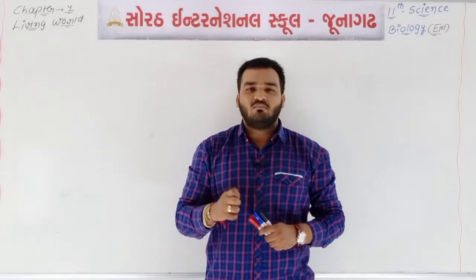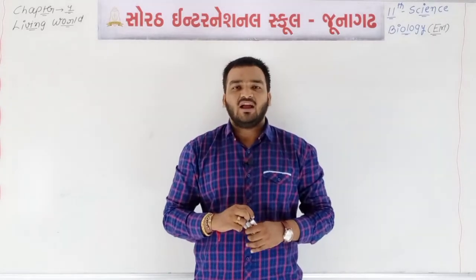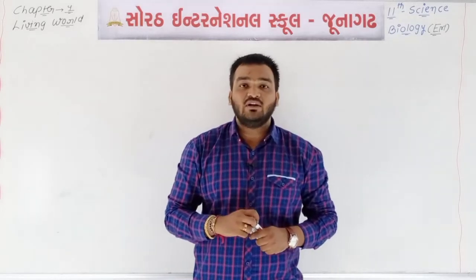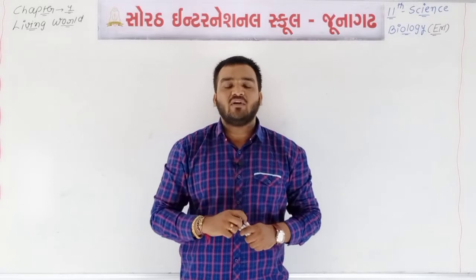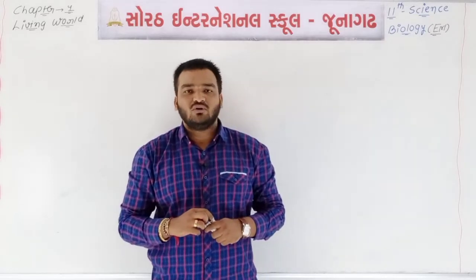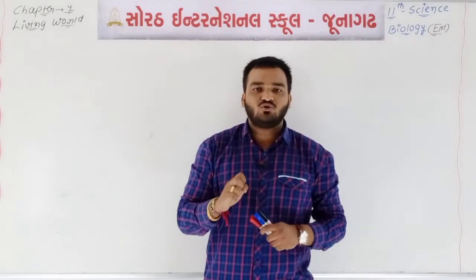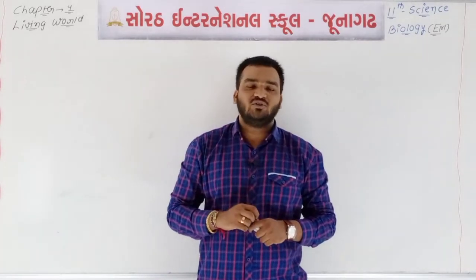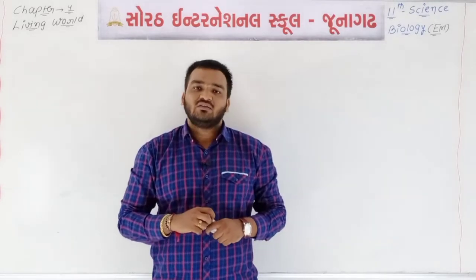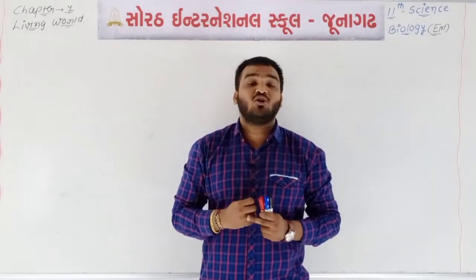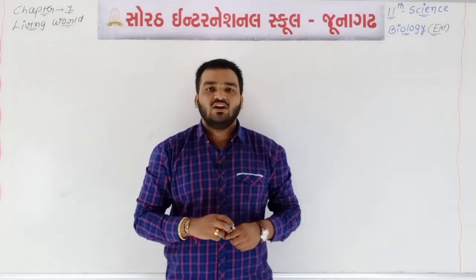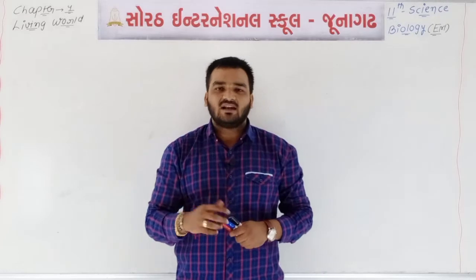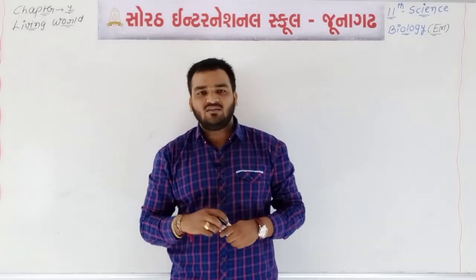You know that the binomial nomenclature system, which is universally accepted, was given by Carolus Linnaeus. According to this system, the scientific name of any organism is given. In binomial nomenclature, two different names are used for the organism. The first name is of the genus and the second name is of the species. Then different taxonomical categories are also there: the kingdom, then subkingdom, then phylum or division, then class, then order, then family, then genus and species.